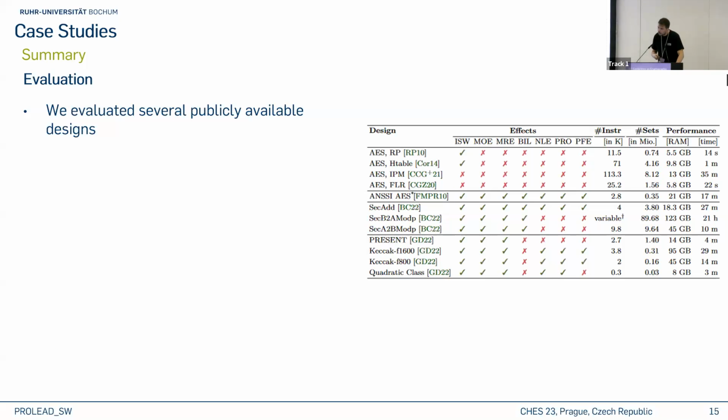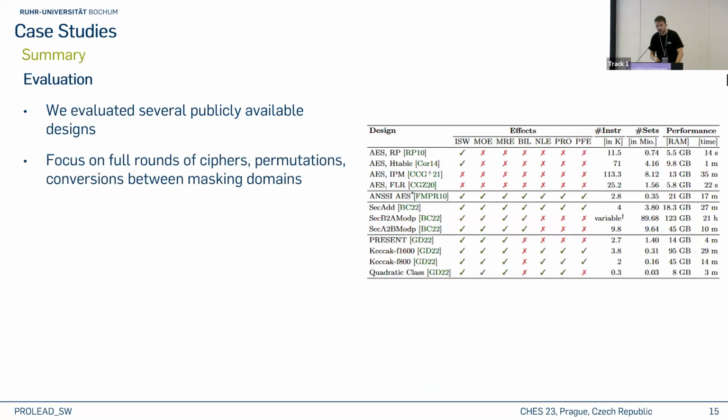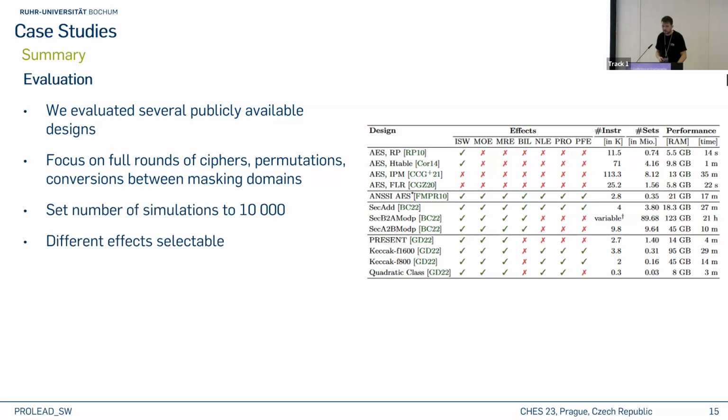Now, we evaluated ProLite on several publicly available designs. We did not only focus here on full rounds of masked ciphers, but also considered permutations and conversions between masking domains. For all of the experiments, we set the maximum number of simulations to 10,000 and implemented ProLite in such a way that different effects were selectable. So you can really choose which effect you want to have a look at and which not.